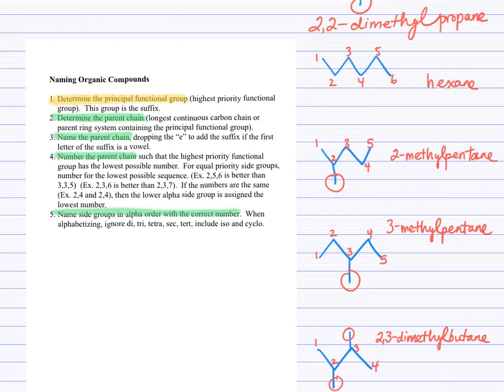Okay, so in the first example, we had 6 carbons in the parent chain. Hex is the root, ANE, hexane. In the second example, we have 5 carbons in the parent chain. Numbering from left to right gives us a methyl group off of carbon 2, which is a lower number than if we had numbered from right to left, and so we will stick with this numbering, 2-methylpentane.